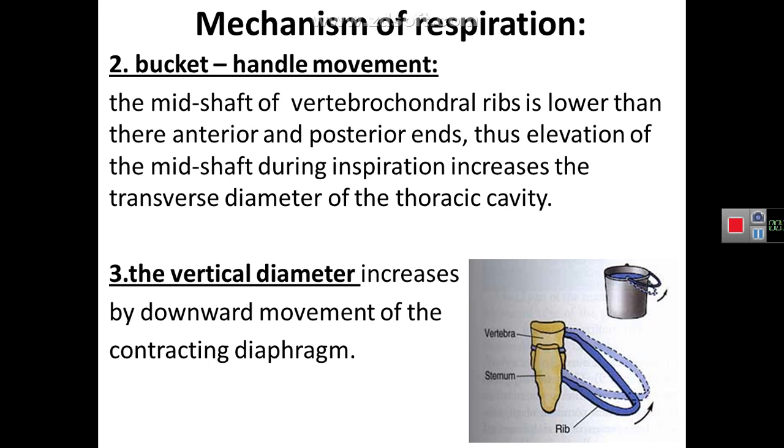relaxation of these muscles will lead to elastic recoil, and thus the size of the thoracic cavity will decrease, compressing the lung, resulting in expiration and expulsion of air from the lung. This is all about the mechanism of breathing or respiration.